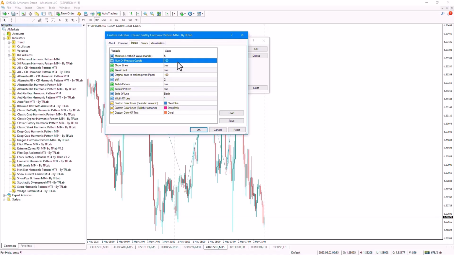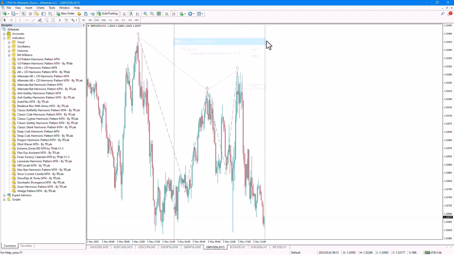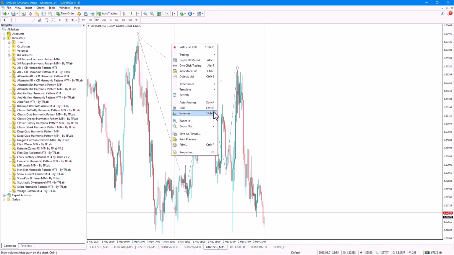In the next section, we can determine the number of candles for calculating and identifying harmonic pattern waves and pivots, which is set to 100 by default. This means it goes back 100 candles from point D to identify point C. From point C it goes back 100 candles to identify point B, from point B to point A, and from point A to point X, it moves 100 candles to form the harmonic pattern.